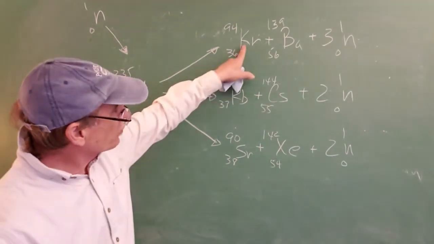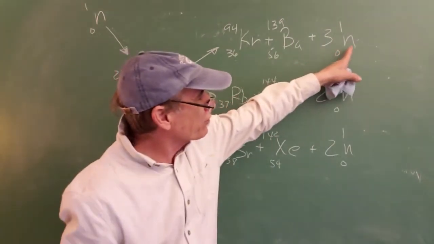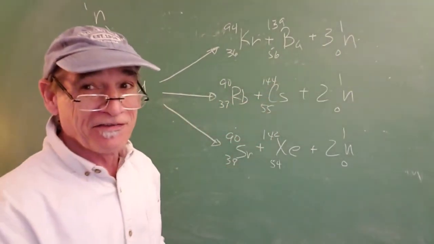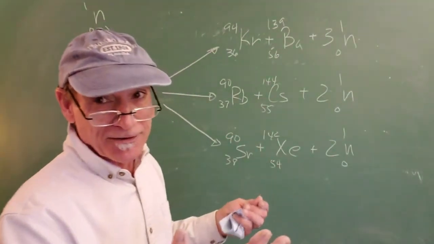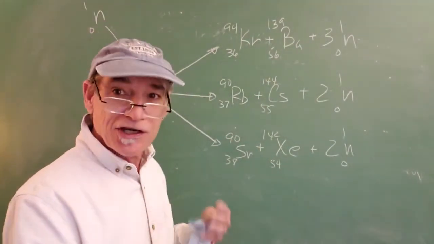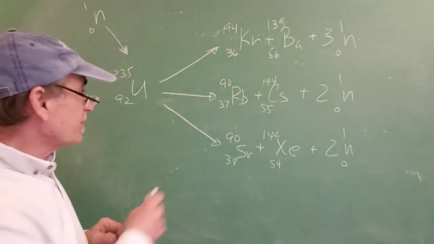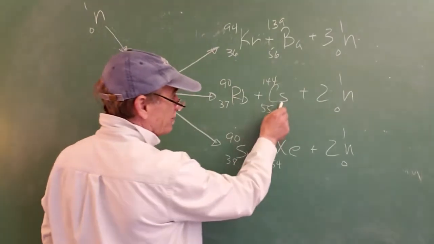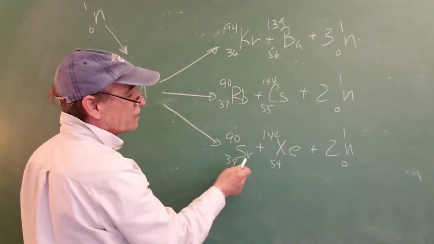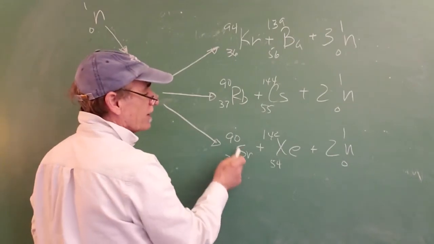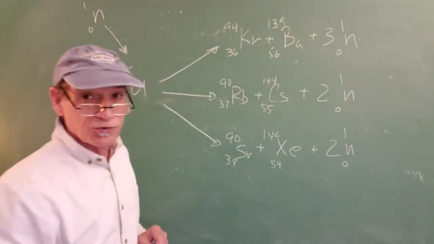Sometimes it splits into a krypton-94 and a barium-139, but it also spits out 3 extra high-speed neutrons that then will crash into other nuclei and cause them to split. So you can get kind of a chain reaction going that way. The other mechanism is that the uranium sometimes splits into rubidium-90 and a cesium-144 and 2 neutrons. Its other pathway gives 2 isotopes, strontium-90 and xenon-142, and an additional 2 neutrons.